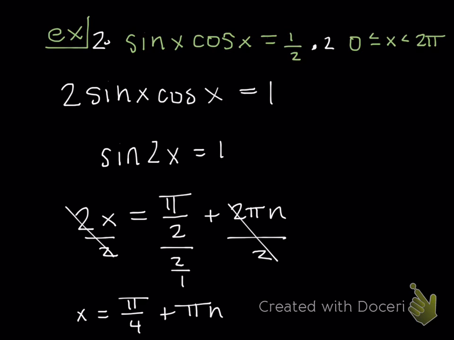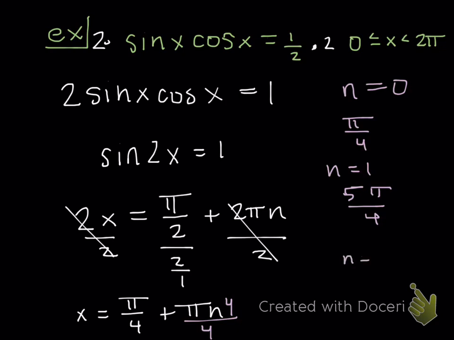And now I check my scenarios. So when n equals 0, I get pi over 4. When n equals 1, I can go over here and make this be a 4 pi over 4 so that I have those common denominators. So when n equals 1, I'll get 5 pi over 4.